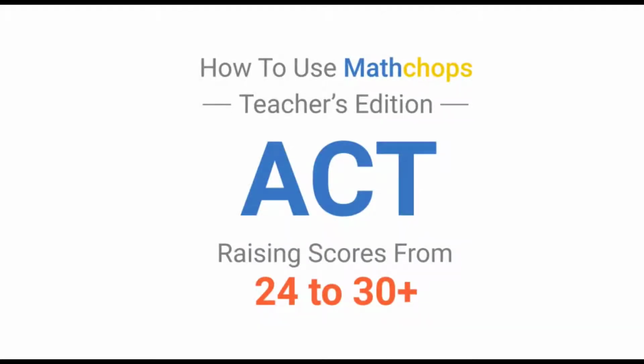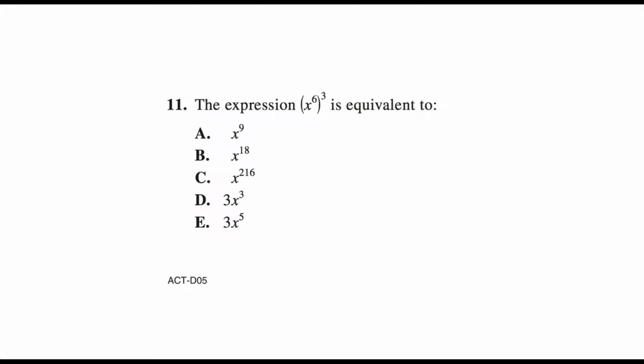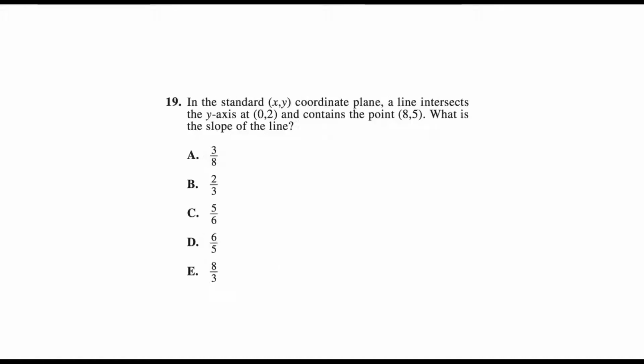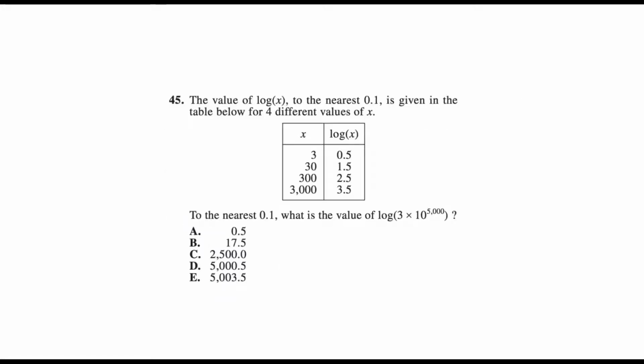When students are trying to improve from a 24 to a 30 on the ACT Math, the biggest challenge is just the sheer number of problem types they have to know how to do. So take Form D05 from April of 2021. The student needs to know exponent rules, SOHCAHTOA, linear equations, composite functions, and logarithms. And that's just a small sample of what was on the test.